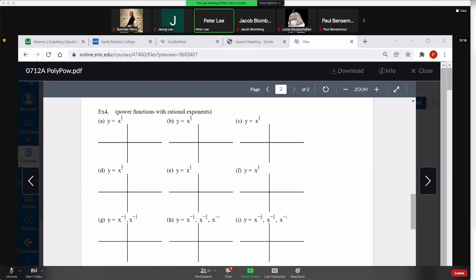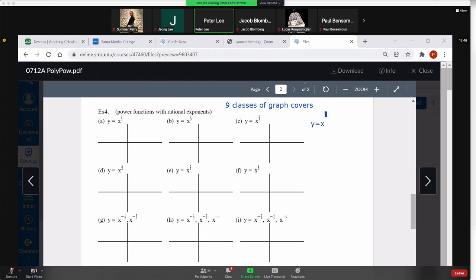This is the what? This covers 9 classes of graphs. This class of graphs covers y is equal to x to the rational power. X to the what power? Rational function. Okay? X to the rational.